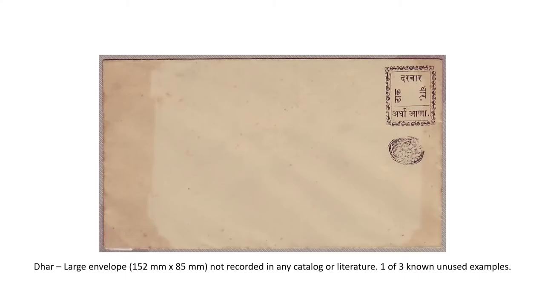Now we come to the half anna postal stationery envelope of Dhar. This envelope is not recorded in any catalog in this size. It's a much larger size than the issued example, which was much smaller. I'll get you the exact dimensions, but this happens to be 152 millimeters by 85 millimeters. I've recorded three such examples.